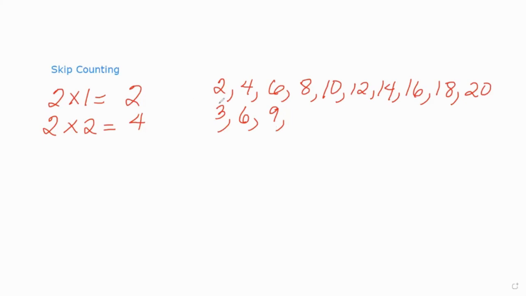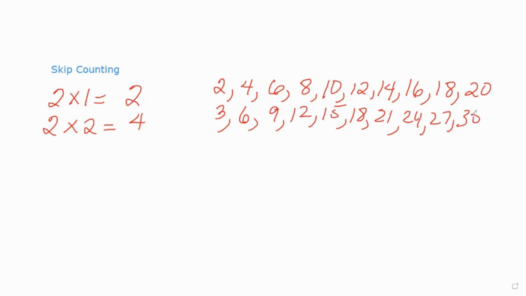Okay, so threes, we say three, six, nine, plus three more, 12, plus three more what? 15, plus three more what? Okay, 18, plus three more what? 21, plus three more what? 24, plus three more what? 27, plus three more what? 30. Very good. And then you skip count 3, 6, 9, 12, 15, 18, 21, 24, 27, 30. Okay, skip counting, just go bam, bam, bam, bam, bam.